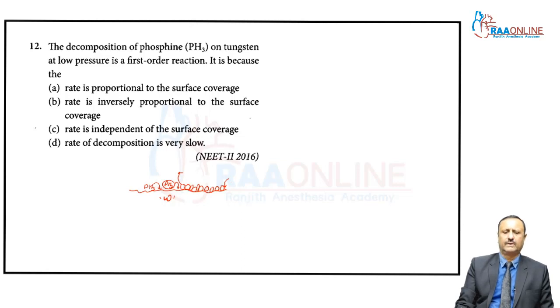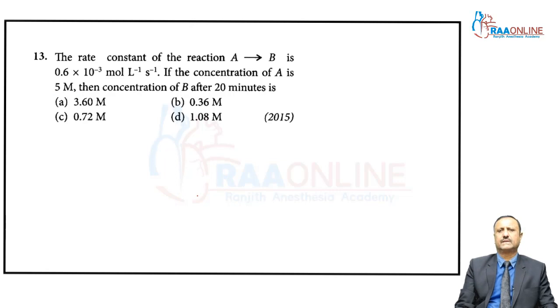So you can say, my dear students, that the rate is proportional to the surface coverage. Here the rate of reaction is that when phosphine is decomposed into phosphorus and hydrogen, the number of molecules of phosphine adsorbed is the same. So it is a constant concentration on the surface of tungsten, so it is called a first order reaction. So my dear students, you can also say in that way, rate is proportional to the surface coverage. This is the answer to question number 12. Now we can see question number 13.